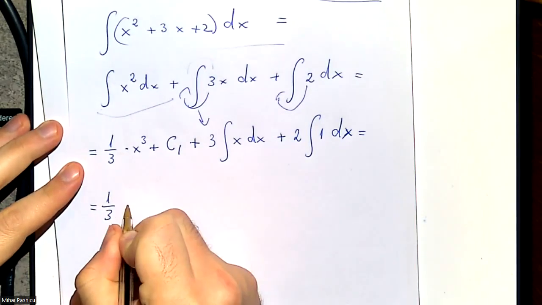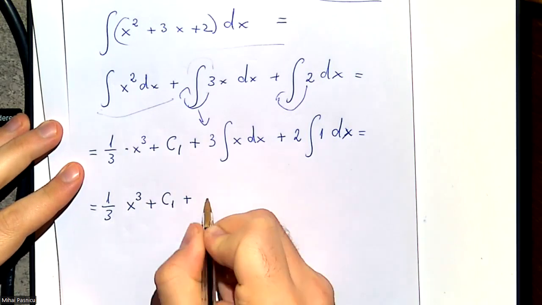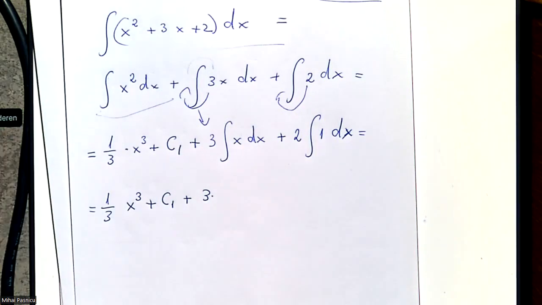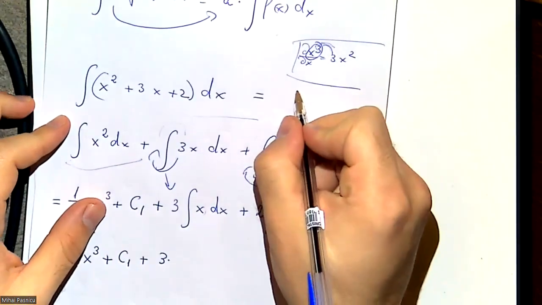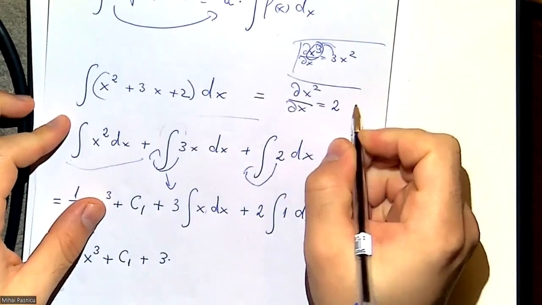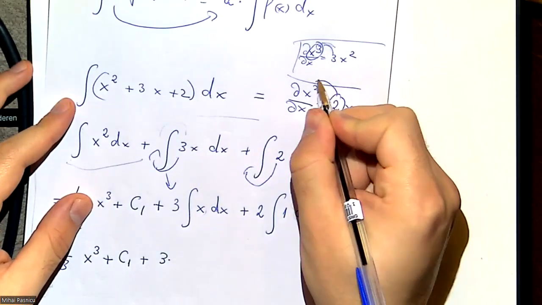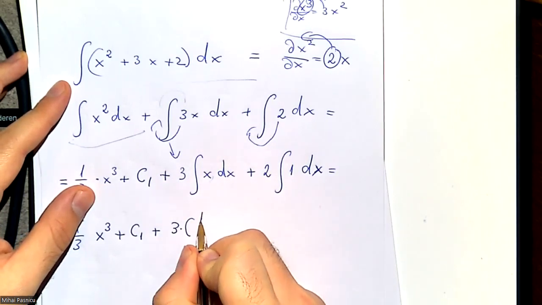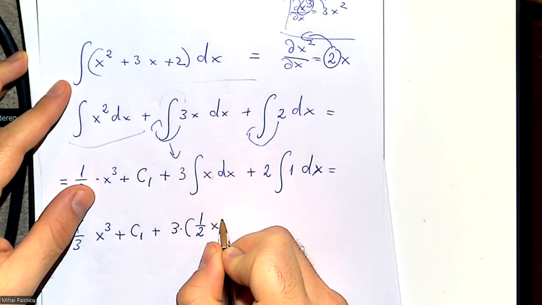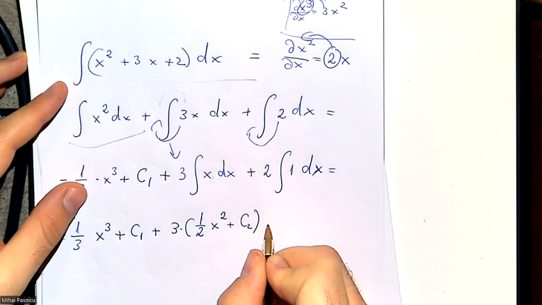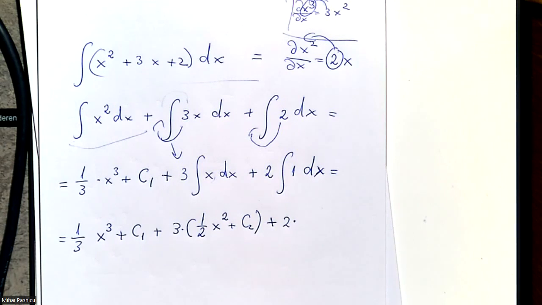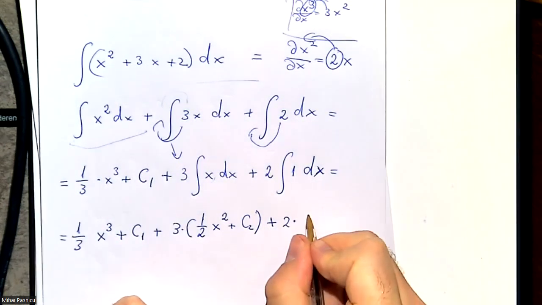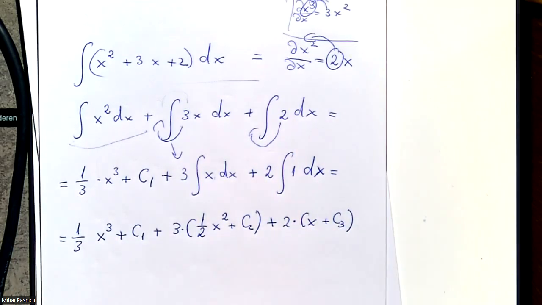So I get 1/3 x to the third plus c1 plus 3. And again, either you apply the formula or you think of it how I do, which is, this is an x. For me to get x after a derivative, I need to take a derivative of x squared. That's clear. But I get 2x. So what I do is I just put this 2 on the other side. So I get 3 times 1/2 x squared plus our constant 2, whatever, plus 2 times, and here, what do I get? What do I need to take a derivative of? Just x. If I take a derivative of x with respect to x, I'm just going to get 1. x plus constant 3. And this is my answer.